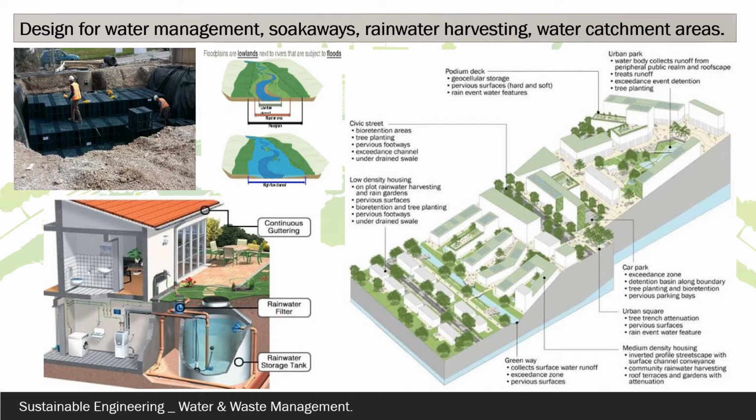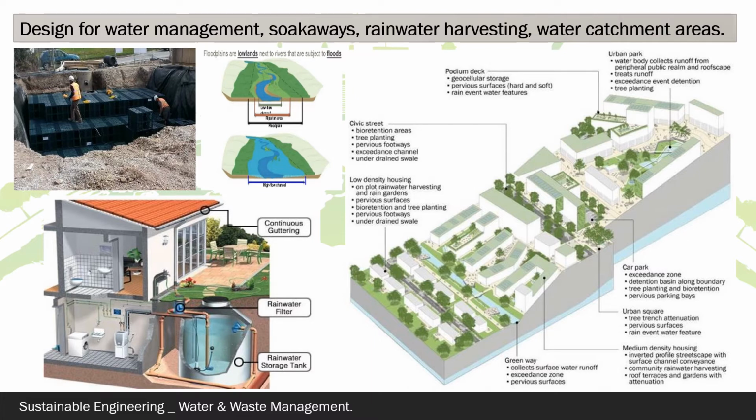Well, one way of addressing these problems is managing our water locally. Can we create soakaways on site to try and percolate the water away without pushing it into our drainage systems? Can we capture it in rainwater harvesting systems so it can be reused in the building? Or can we just design within our local communities water catchment areas to deal with the water before it falls back into the sewage system?